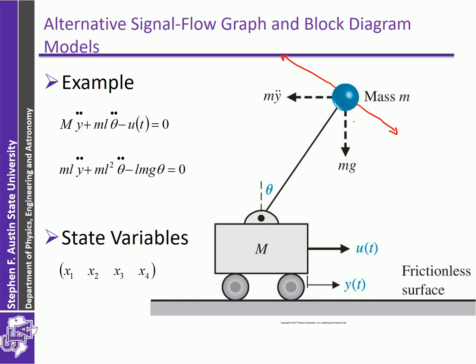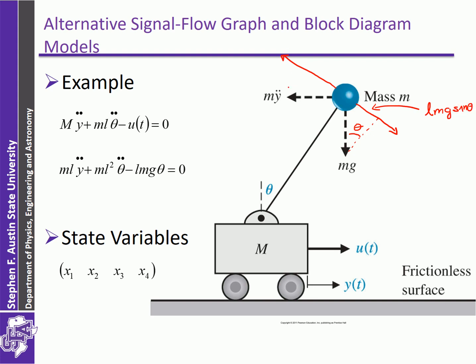So in this case, if we look at the angle, if we find a triangle here, we have our angle theta. That means the force applied on this side of the mass, due to the gravitational force, is going to be LmG sine of theta.